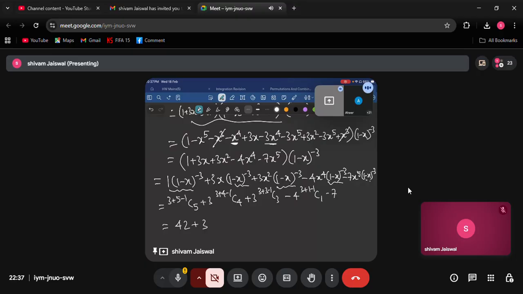Plus 3 into 6C4. 3 plus 4, 7 minus 1. 6C4 is 15. Plus 5C3 is 10. Minus 4 into 3, that is 12. Minus 7. Let's see. 42 plus 15, 42 plus 45 is 87.